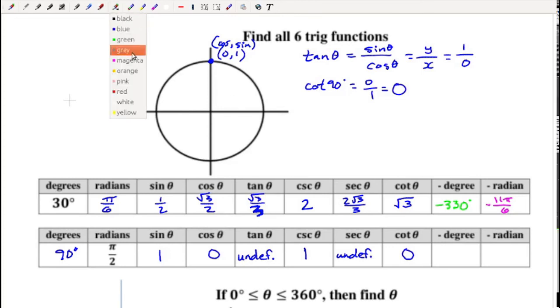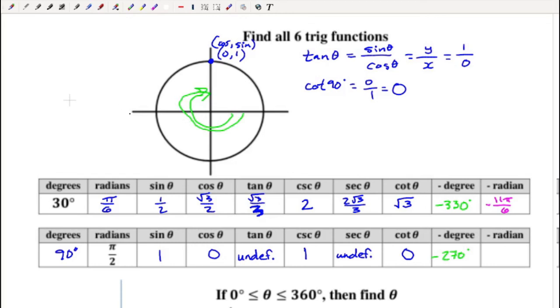Negative degrees, we're going around this direction, so this is going to be negative 270. And negative radians, again, this is going to be pi, which is 2 pi over 2, and this is going to be 3 pi over 2 in the negative direction, so this is negative 3 pi over 2.